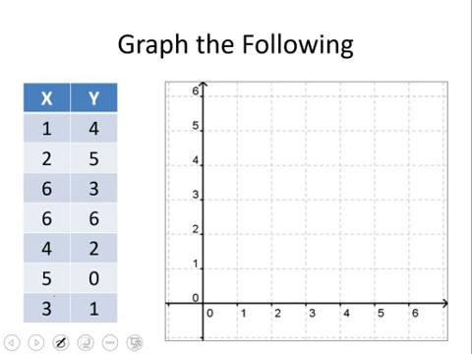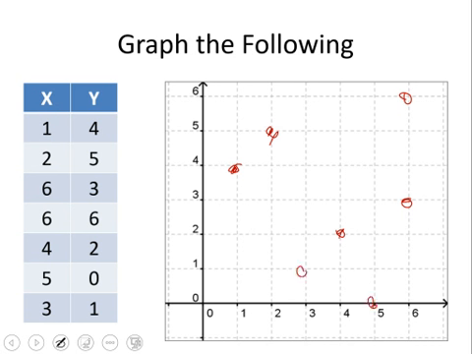All right, so with this, let's graph these points. We have 1, comma 4; 2, comma 5; 6, comma 6; 6, comma 3; 1, comma 2; 4, comma 2; 5, comma 0; and 3, comma 1.